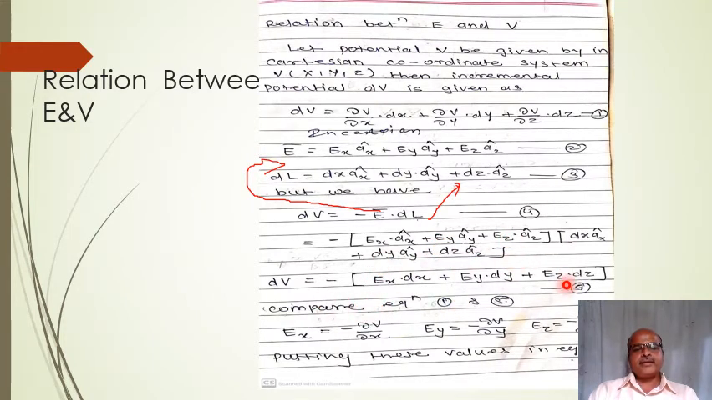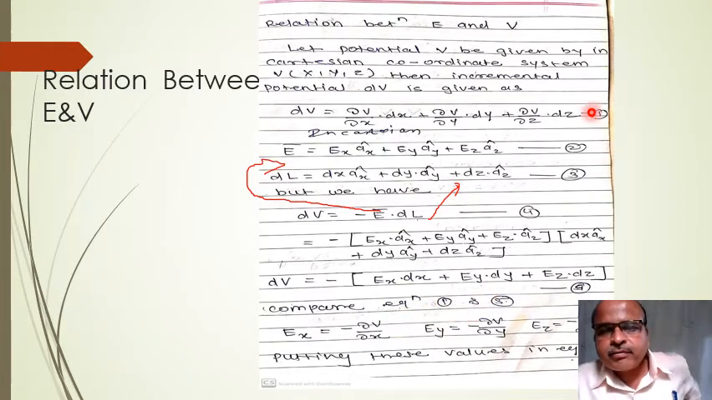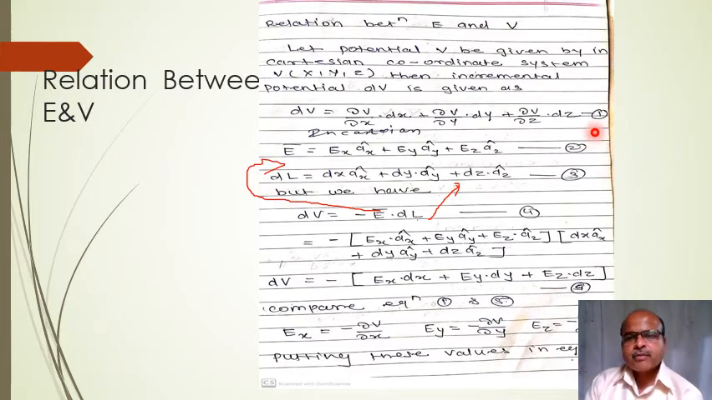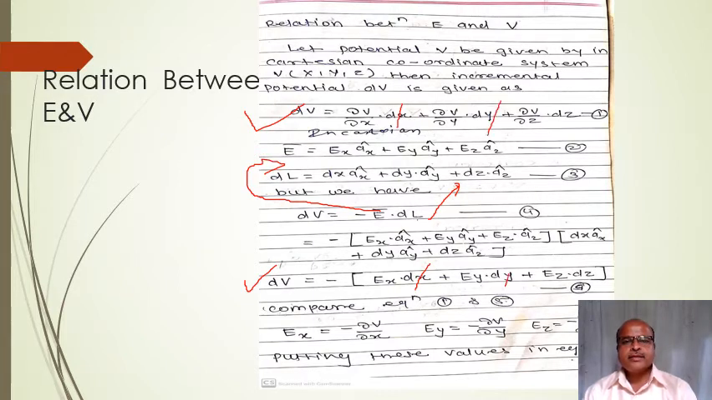Then compare equation 1 and equation 5. This is equation number 1 and this is equation number 5. If we compare these equations, we get Ex is equal to this term, where this dx and this dx get cancelled. Then Ey is equal to this term. So Ex is in terms of the negative.